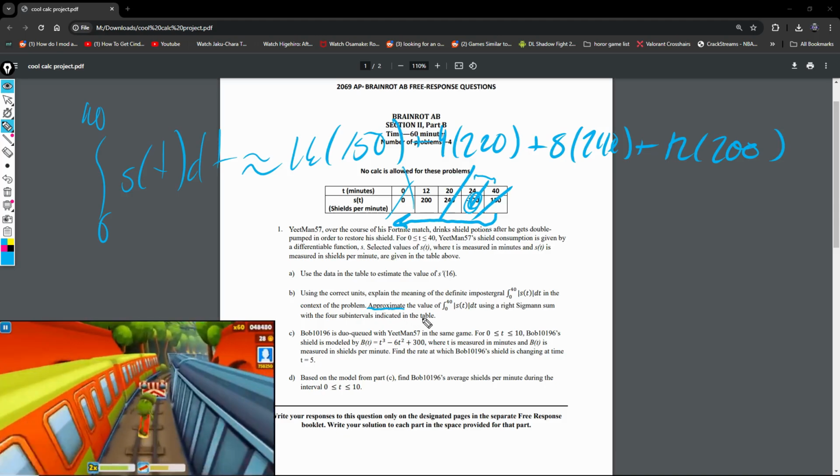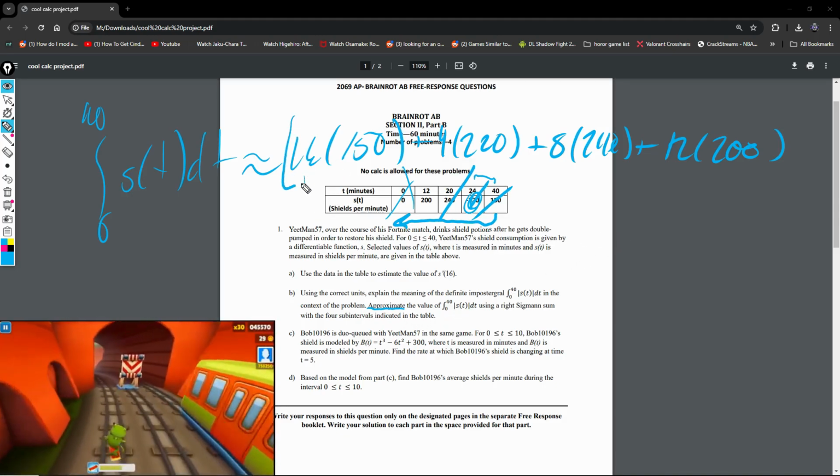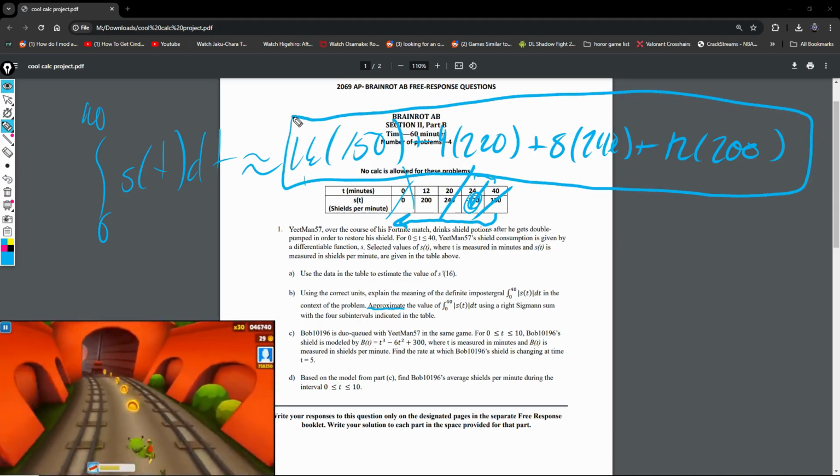And it doesn't tell you to put the units, so leave it like this, guys. Do not simplify on your FRQs.